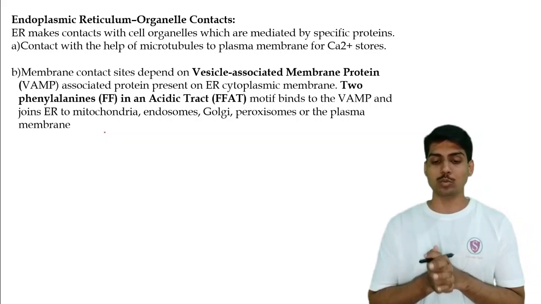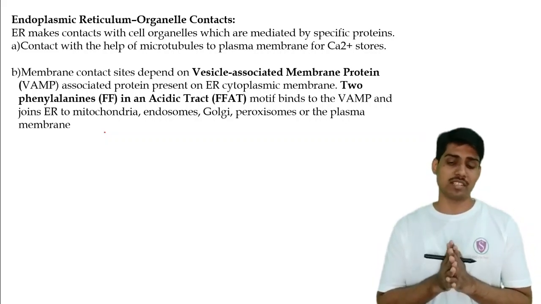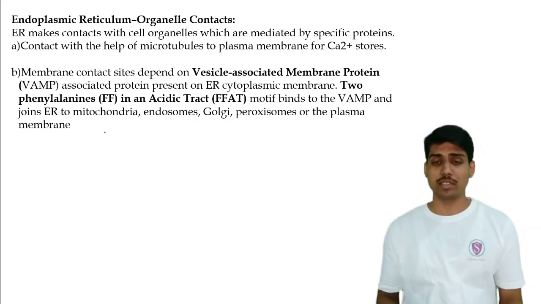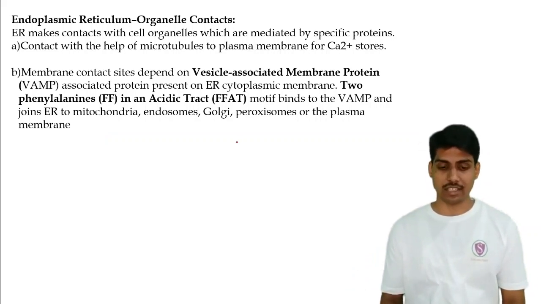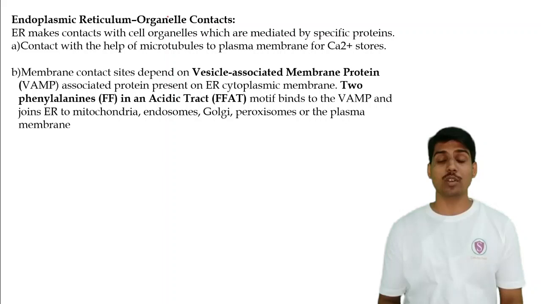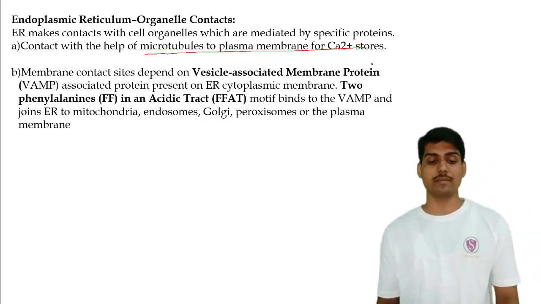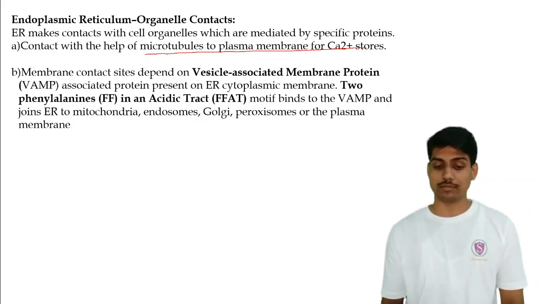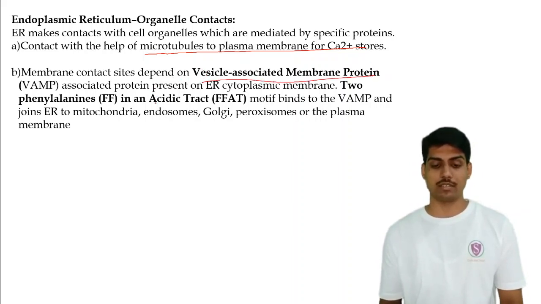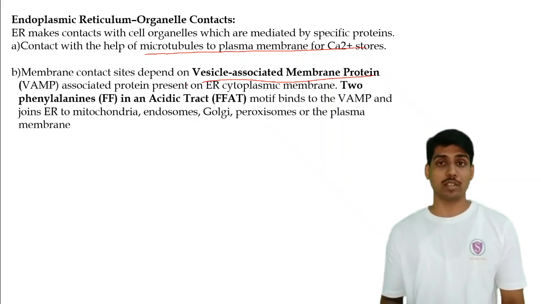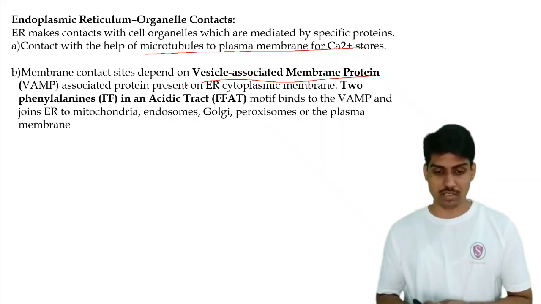Now, as I have mentioned in the first diagram, the endoplasmic reticulum is in contact with various organelles inside the cells. So how does this attachment occur? It is with the help of these microtubules, right? As we have seen, along with the microtubules, they go up to the calcium storage channels or the ORAI channels, and also with the help of vesicle associated membrane proteins, the VAMP proteins, which are present on the endoplasmic reticulum membrane, on the cytoplasmic surface.